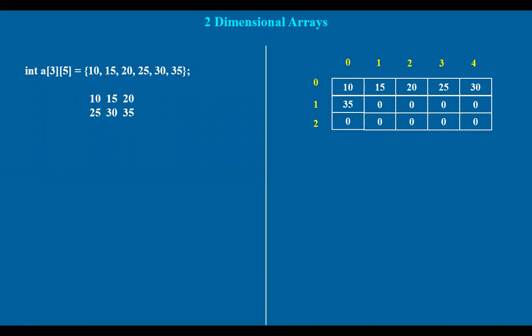But how to solve this problem? I don't want this sort of allocation. I want only the first 3 elements in the first row, and the first 3 elements in the second row, that means 10, 15, 20 here, and 25, 30, 35 here in the second row. I'm not bothered about all the other elements. So how to solve this problem? Let us see.